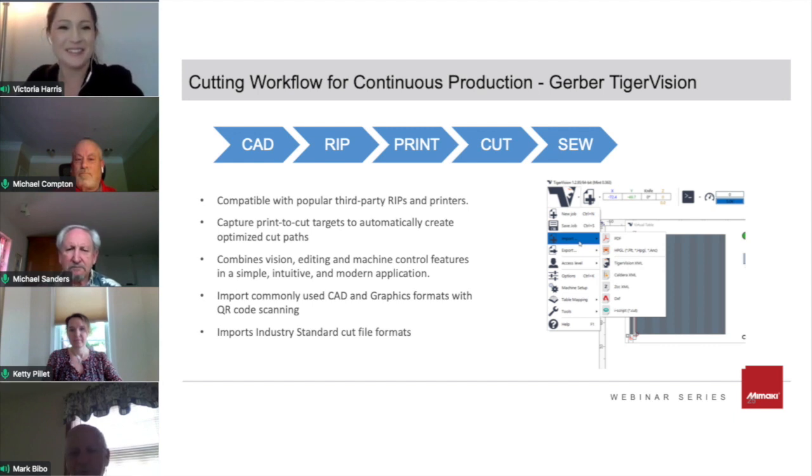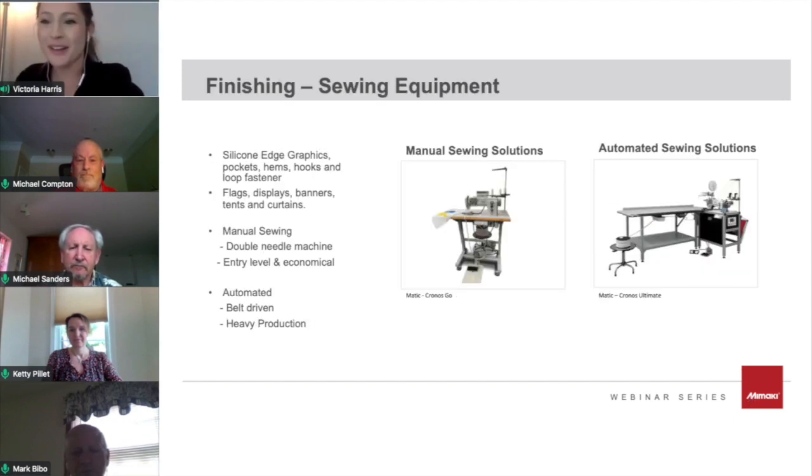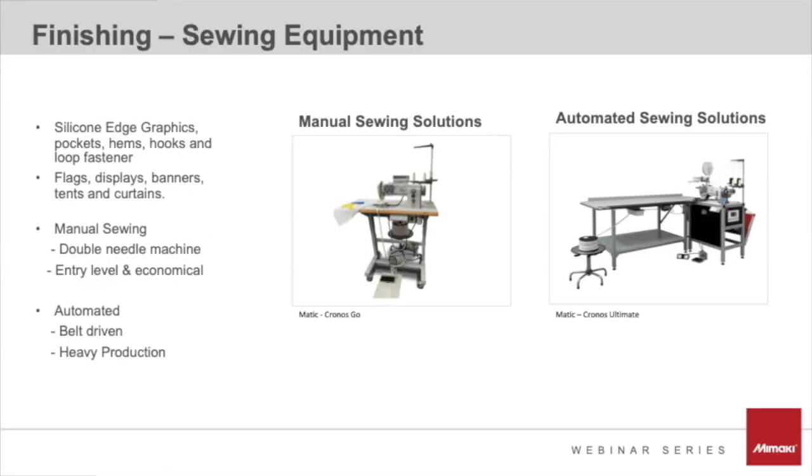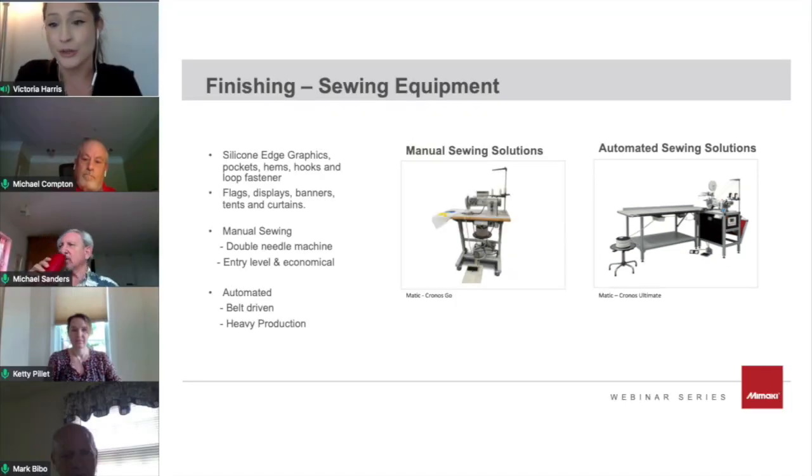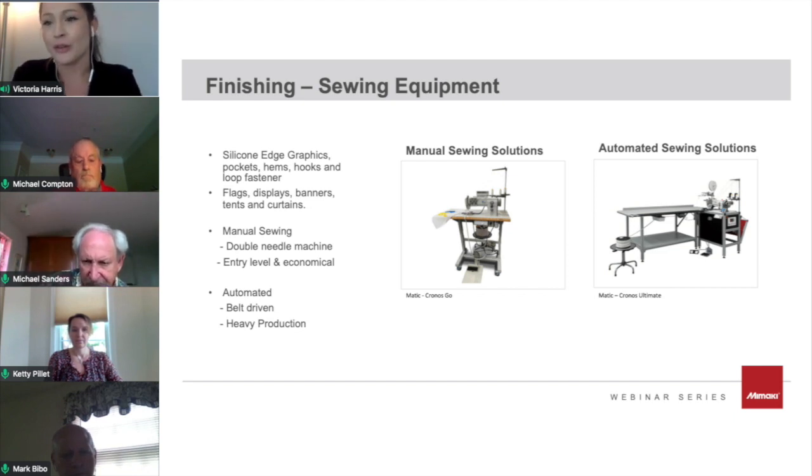You're welcome. After we go through the cutting process of the workflow, we would move into the finishing and sewing process. For finishing and sewing equipment, there are manual and automated solutions. Here in these pictures you see we're featuring the Kronos Go and the Kronos Ultimate. The Kronos Go is a manual double needle sewing machine, and this is more the entry level. It's an economical purchase. And then on the right, the automated sewing machine has a driven automated belt system, and this is for your heavy production.